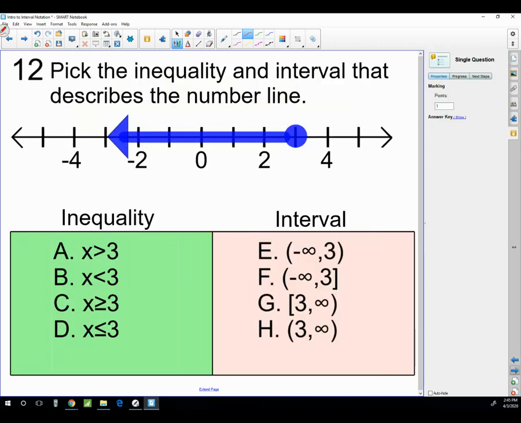Let's move on. I like double answer or triple answer type problems where you have to pick an inequality and an interval to match that number line. That would be less than 3, but with an equal sign. So B was wrong because of the full circle, and then negative infinity to 3 bracket. So that should be D and F.